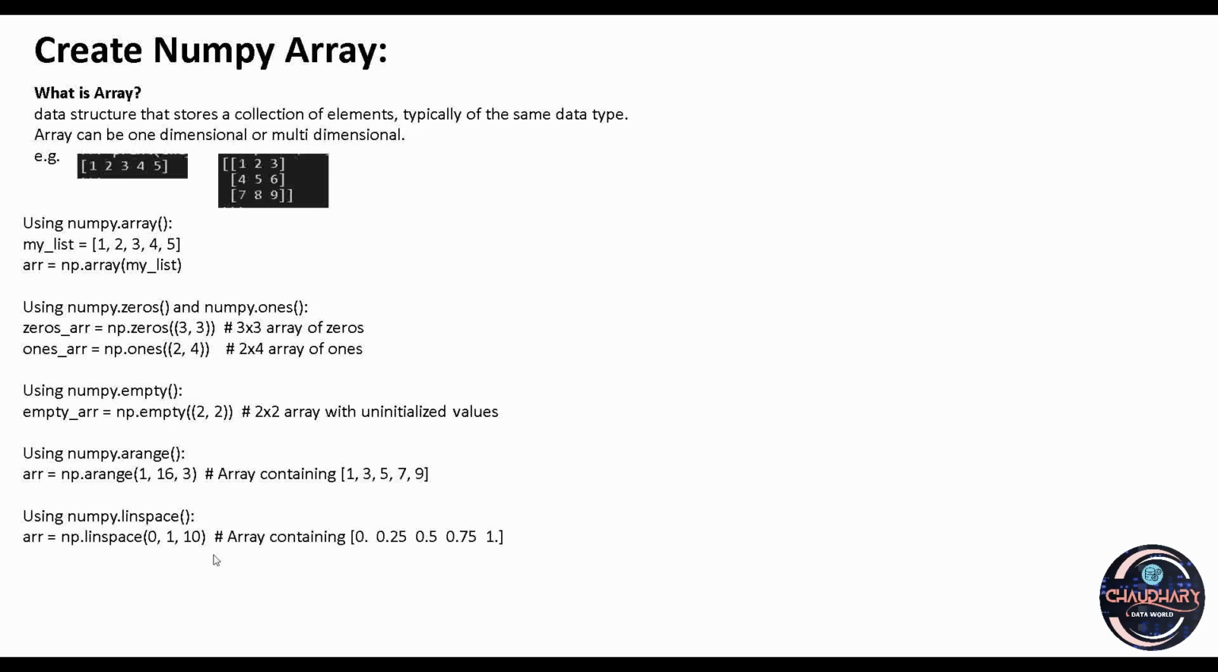So we have numpy dot linspace. What is this linspace doing? It is taking a range from 0 to 1, and between these values it will divide the range of this particular scale, that is 0 to 1, into 10. What if you put 0, 10, comma 10? Then from 0 to 10, it will take a line and divide that line into 10 equal distances, and whatever the values are, it will take them into the array.